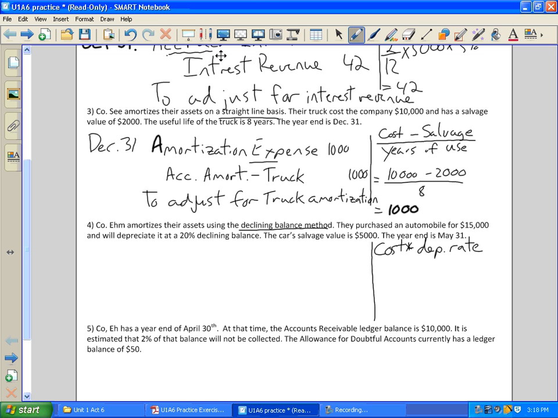When we get later on in the course, we'll have a great big long schedule about how to calculate this stuff out for year 2, 3, 4, et cetera. But for today, we're just worried about buying it in year one. So our amortization of this asset is going to be 15,000 times 20%, and that number comes out to $3,000. Okay, the year end is May 31st.